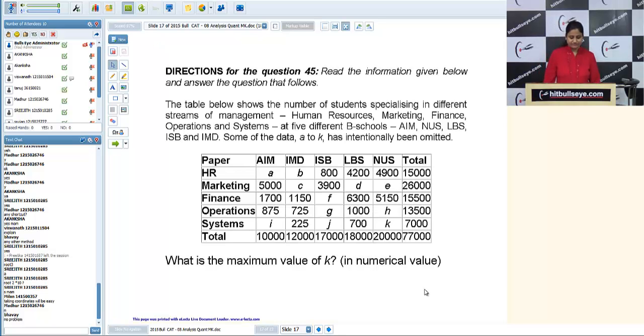Question number 45. Now, it was difficult. Good question. It says, what is the maximum value of K? Yeah, any problem in this question? Yeah, it was lengthy actually, and they were good questions in the whole set.